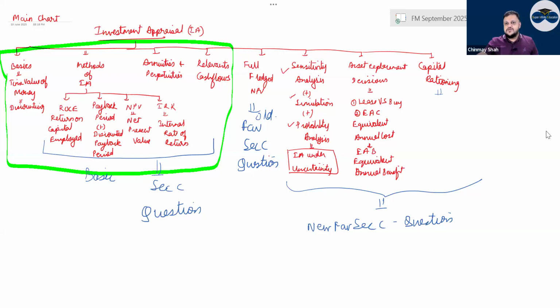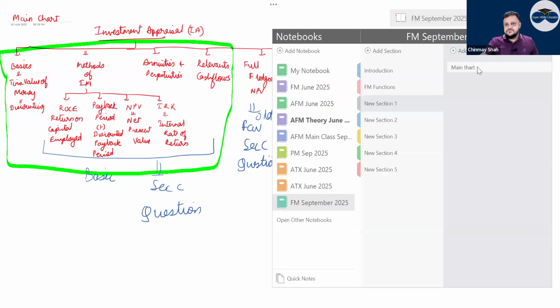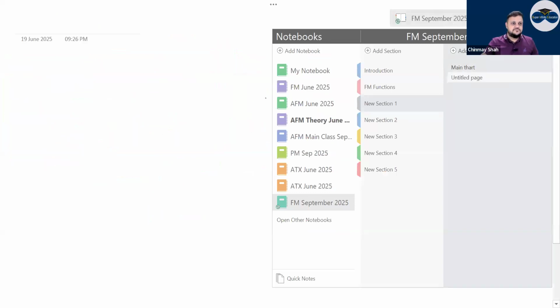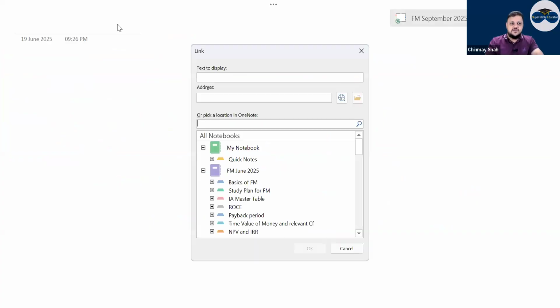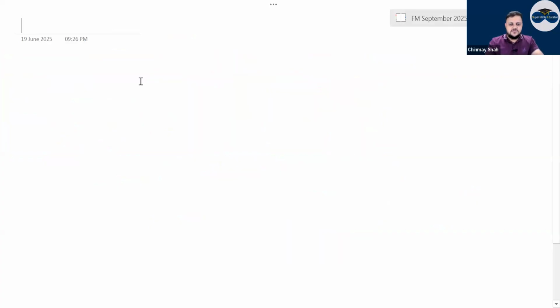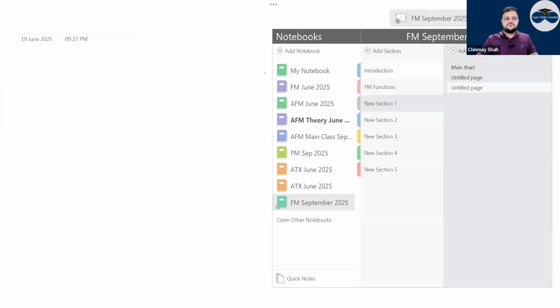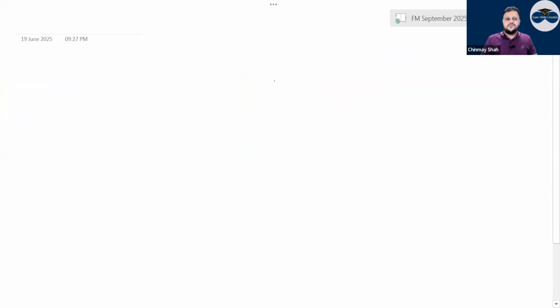Now come to this basic part. आ जाओ जरा. Yeah, chal aaja, come to first part, that is basics. I'll update the pages, don't worry, once I'm done with the lecture. Okay. Basics of investment appraisal, correct?